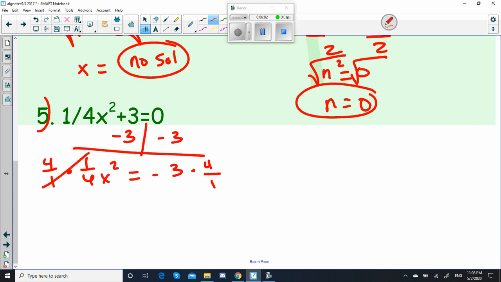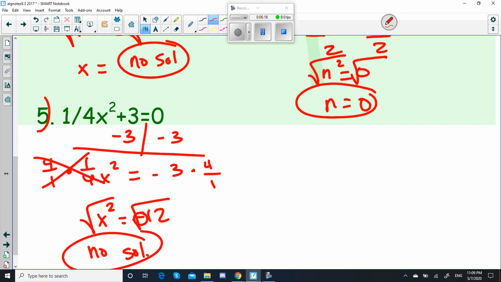So those cross out, and this is just x squared, which is what I wanted. I wanted the x squared to be alone. And over here, negative 3 times 4 is negative 12. So when I go to take the square root, I notice there's a negative in here, so this is no solution. Which means, again, the parabola does not cross the x-axis.